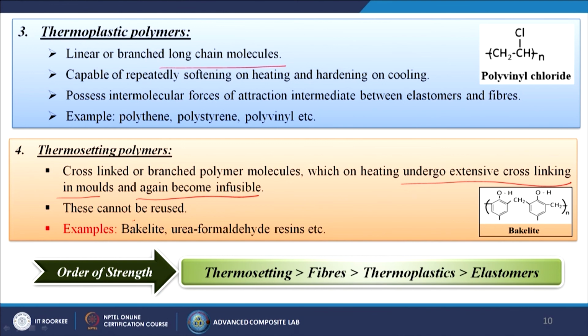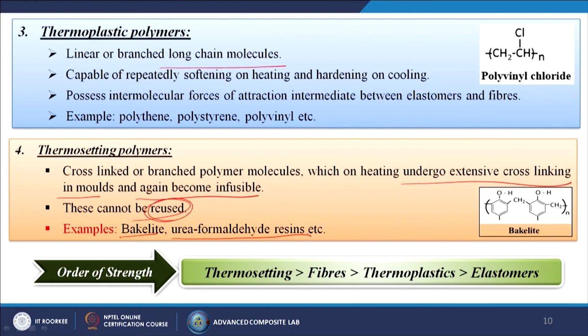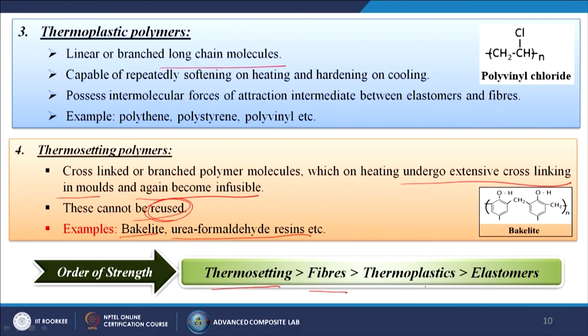These cannot be reused. That is the vital point for the thermosetting polymers. So, what are the examples? Examples like bakelite, urea-formaldehyde resins, etc. So, generally if we see the whole order of strength of this kind of materials, first thermosetting, then after that fibers, then thermoplastics, and last is the elastomers from the strength point of view.